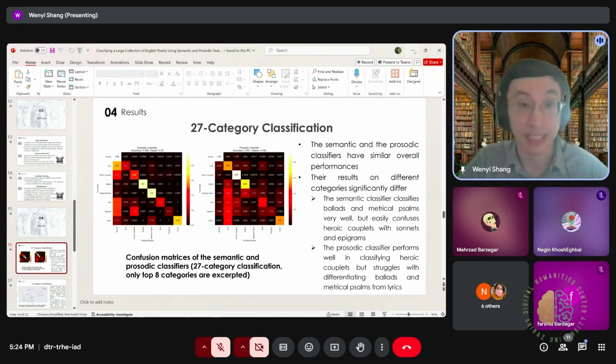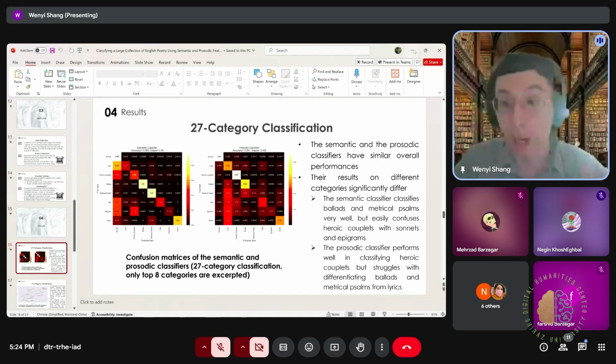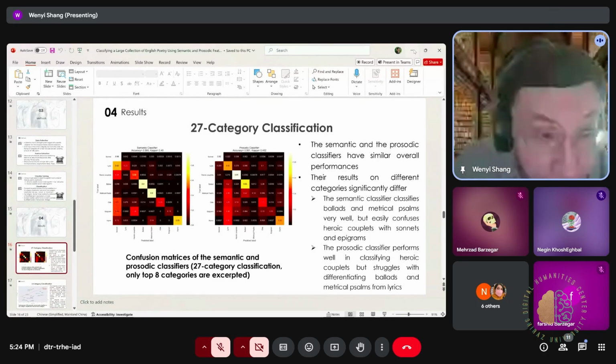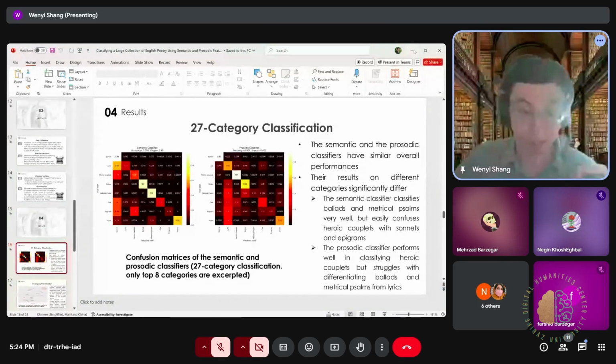From the left, we can see that the semantic classifier classifies ballads and metrical sums very well, with 90% and 91% accuracy. But it easily confuses heroic couplets. You can see from the third row and third column that heroic couplets are confused with sonnets and epigrams. So 38% of the heroic couplets are wrongly classified as sonnets, and 36% of epigrams are wrongly classified as heroic couplets.